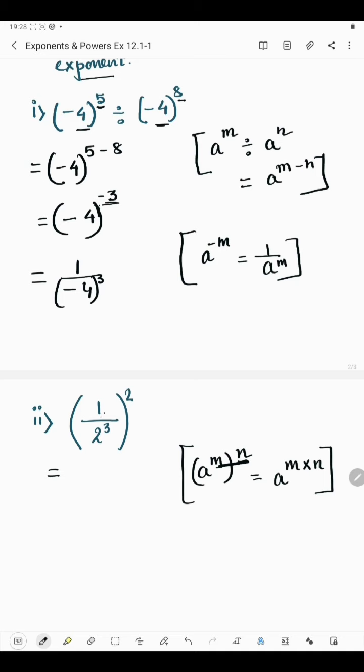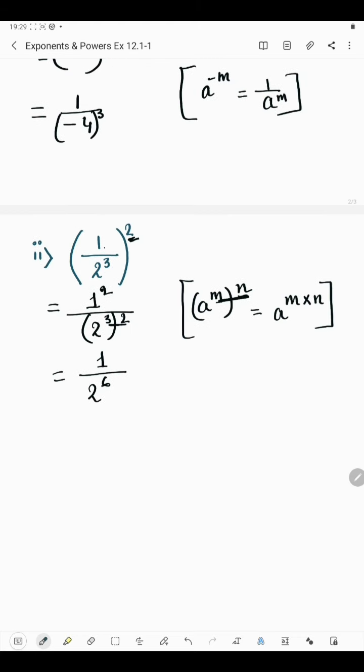Here see, in the numerator we have 1. Now 1 power of 1 is 2, so it's 1 square. Now here 2's power is 3 whole to the power 2. Okay, now 1 square means 1. Now 2 to the power 3 whole to the power 2. So here 2 is the power of 2 to the power 3, right? So here we will multiply these two. So it will be 3 multiplied by 2 is 6. So the result will be 1 by 2 to the power 6. Okay. Now coming to the third part.